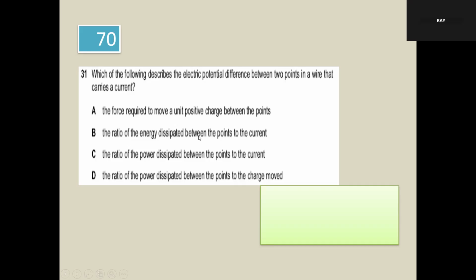A. C. Right, the definition of potential difference is energy over charge. So it's power over current.